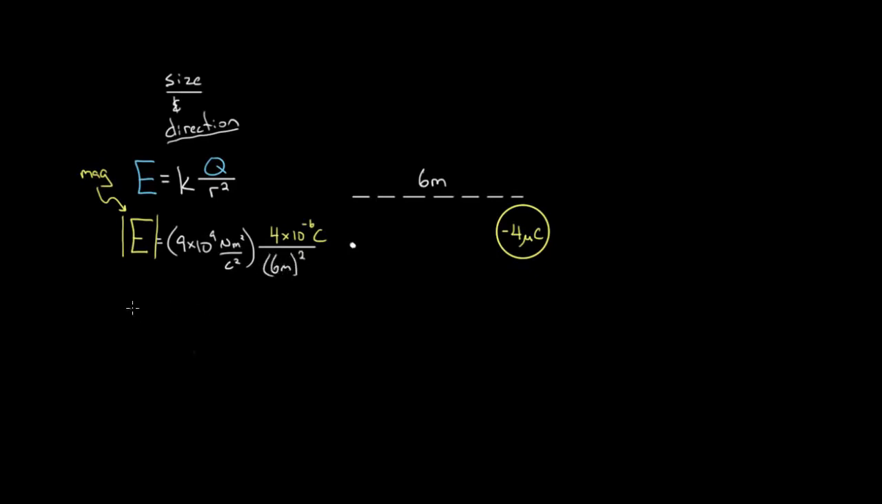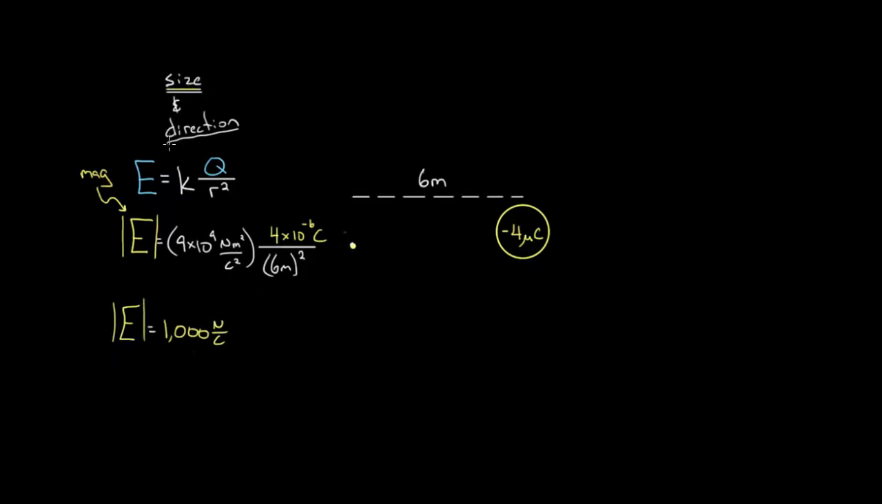So if we solve this for the electric field, we're going to get, well, 6 squared is 36, and 9 over 36 is a fourth. 1/4 of 4 is just 1, so all we're left with is 10 to the 9th times 10 to the negative 6th, but that's just 10 to the 3rd, which is 1,000. So this electric field is going to be 1,000 newtons per coulomb at that point in space. That's the magnitude of the electric field, or in other words, the size of the electric field at that point.